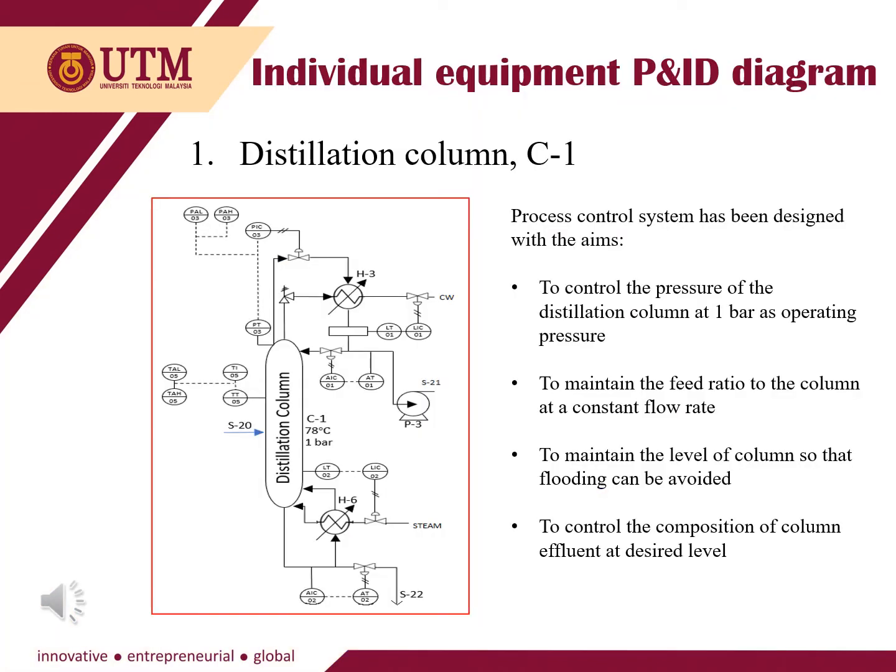So, we're going to talk about the individual equipment P&ID diagram. First one is the distillation column. This column is used to separate the main product ethanol from water, sucrose, and glucose, thus to increase the purity of ethanol up to 99.9%.